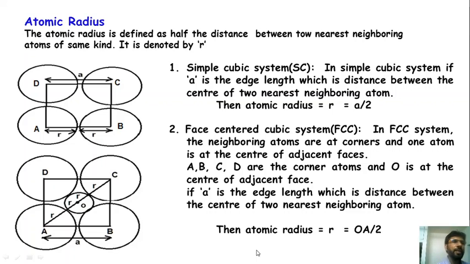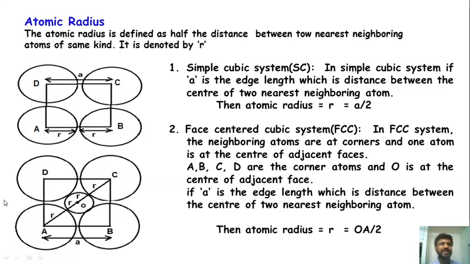Now we are going to see about the atomic radius. The atomic radius is defined as half the distance between the 2 nearest neighboring atoms of the same kind, and it is denoted by R. Consider 2 atoms, say A and B, and connect these 2 atoms. Then the atomic radius of the atom is equal to a by 2, if the distance between these 2 atoms is equal to a.